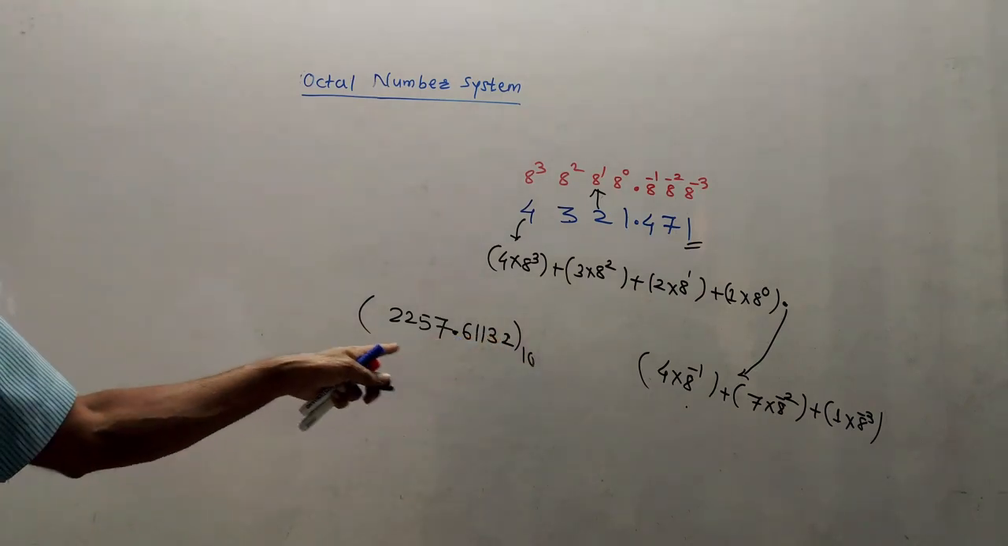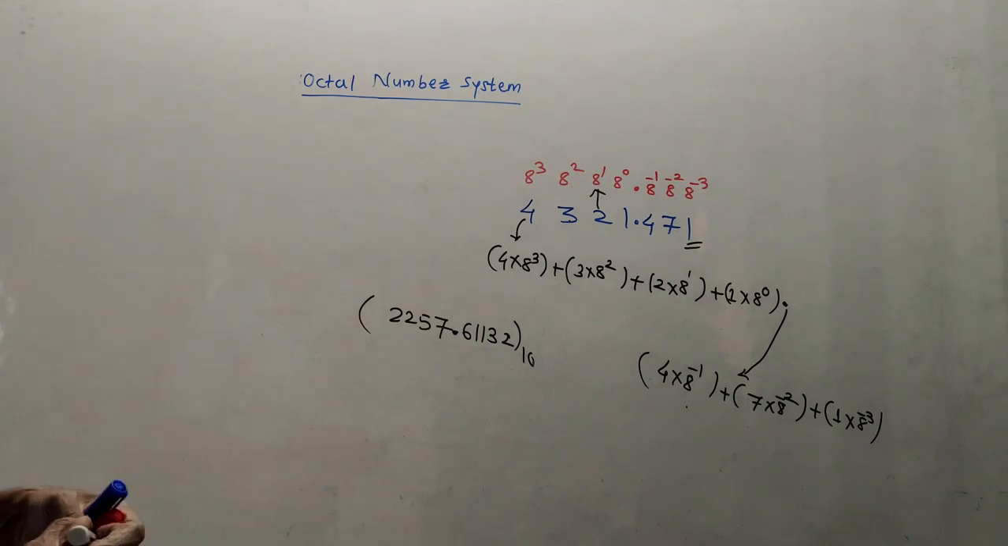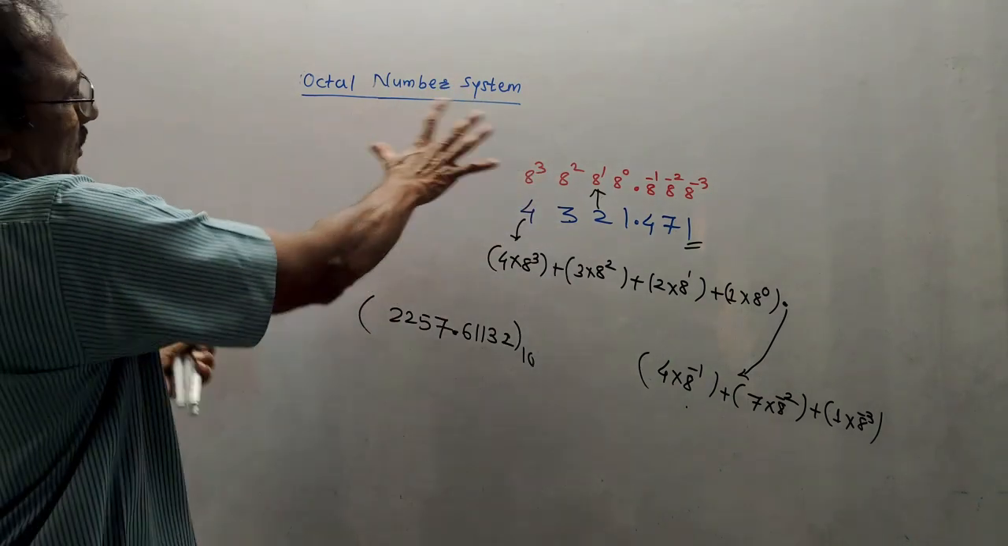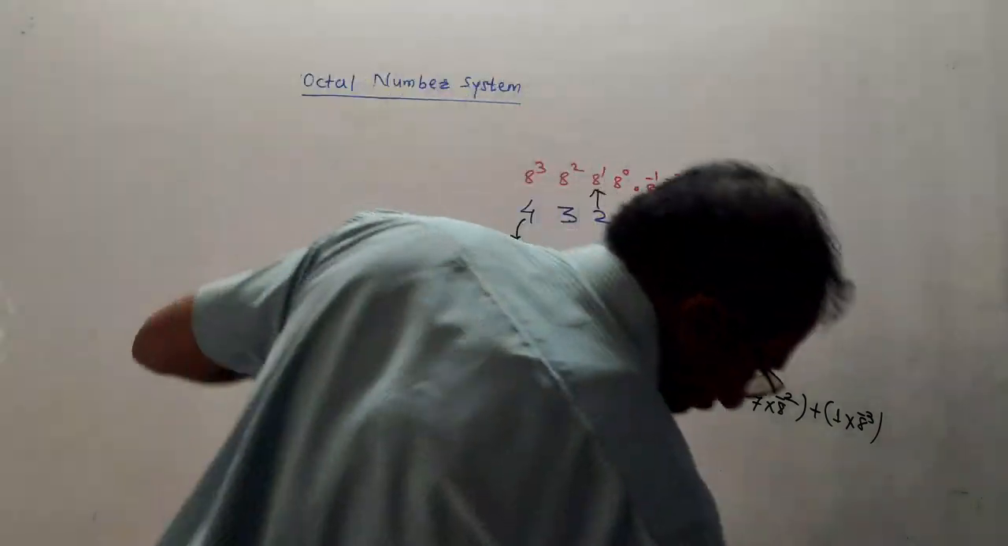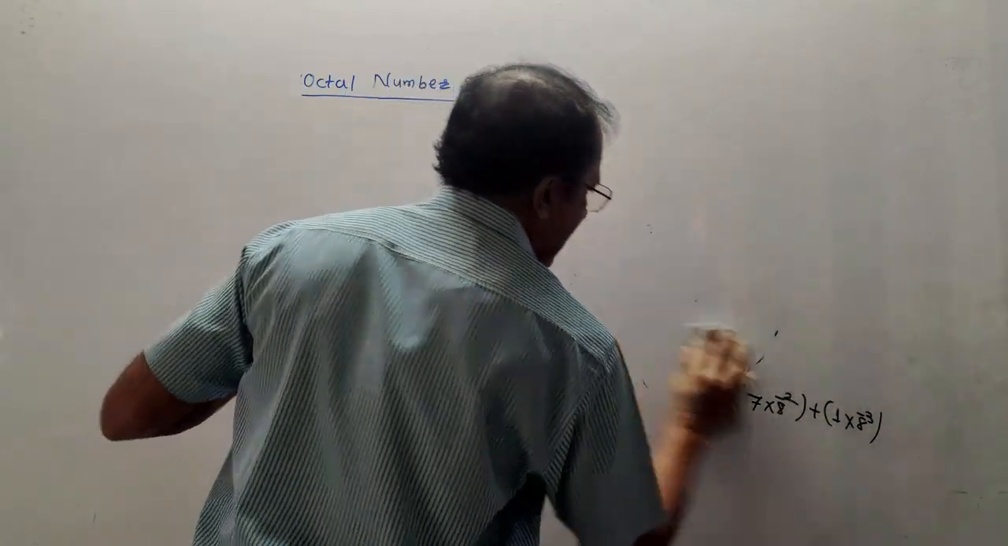So after the bracket, I will write the answer in the bracket and write its base as 10, because we have converted this into the decimal number system. This particular number system is known as the octal number system. How to remember it? Octal means 8, so the base of this number system is 8.